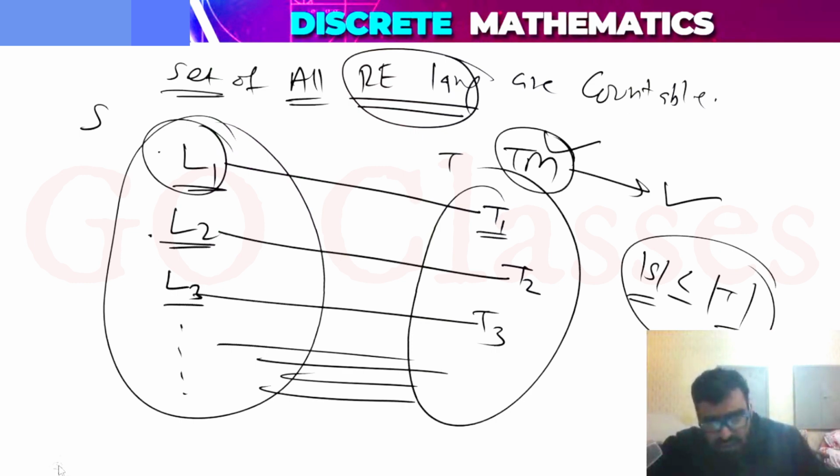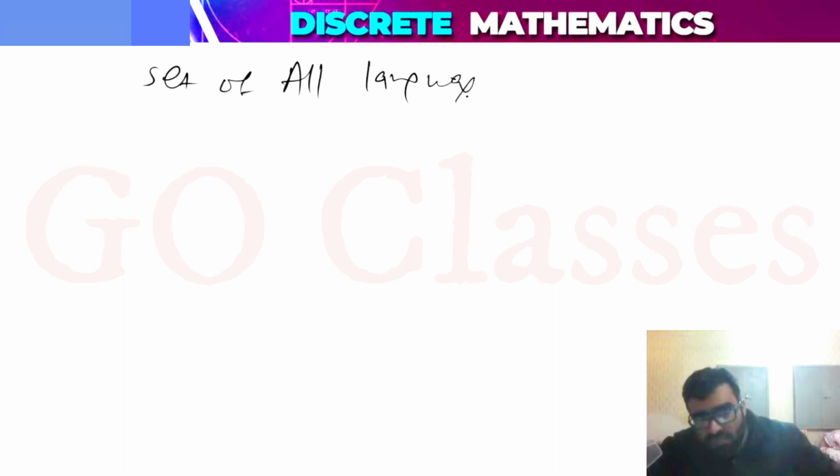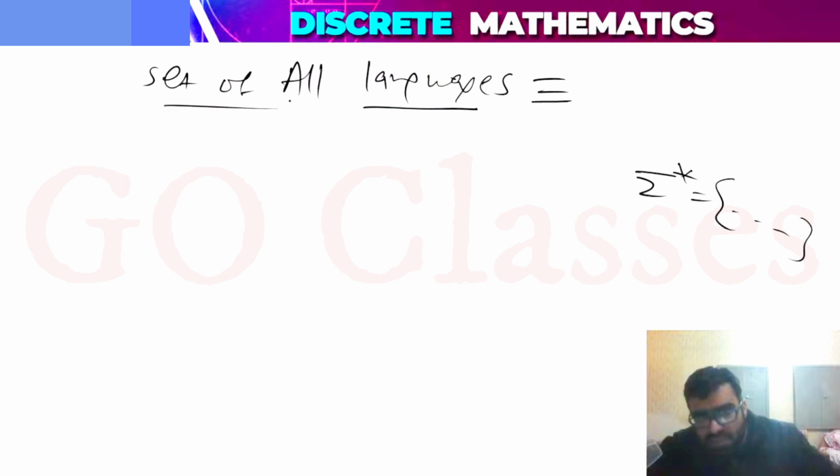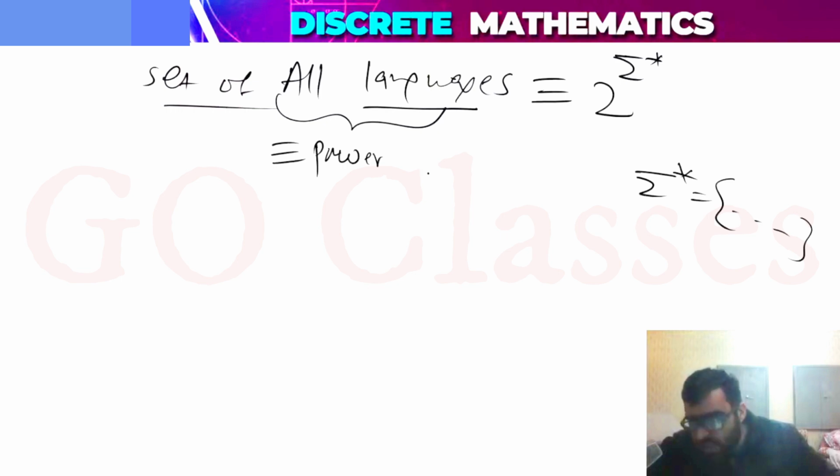Now one more thing. You know that the set of all RE languages is countable. Now let's see the set of all languages. First of all, what is the set of all languages? You know sigma star is the set of all strings. And every language is a subset of sigma star. So the set of all languages is basically the power set of sigma star, that is, 2 power sigma star. When you make the power set of sigma star, you get the set of all subsets of sigma star, and every subset of sigma star is a language.